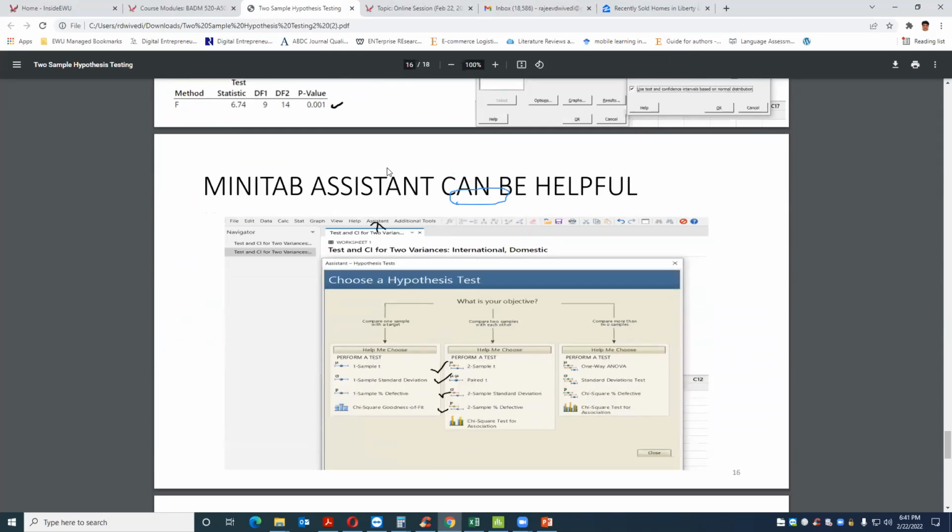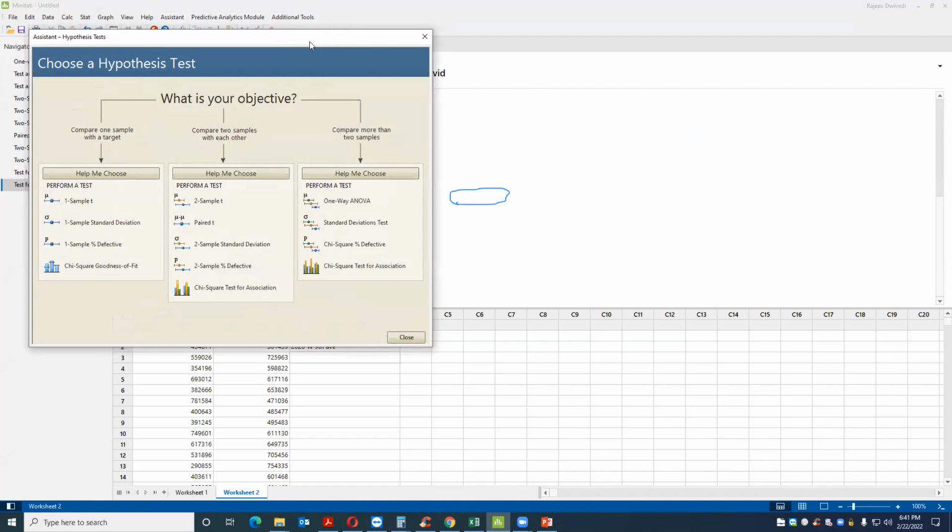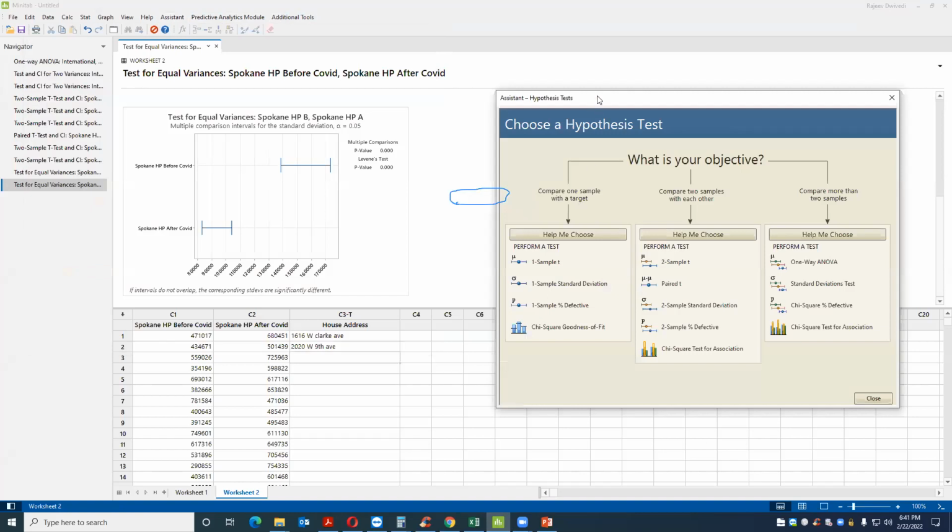So there's another option to explore. Here in Minitab, we have the Assistant tool. Under Assistant, we have different options. I don't know whether you have explored or not. Here you have hypothesis testing, regression, before, after. So I'm just going to hypothesis testing. It has all the options. So basically, in the last course, we learned one sample with the target.